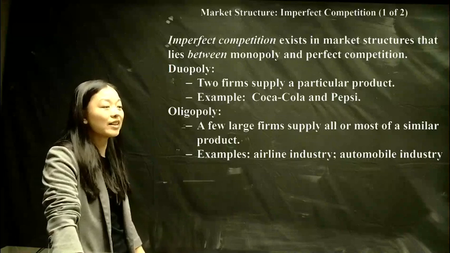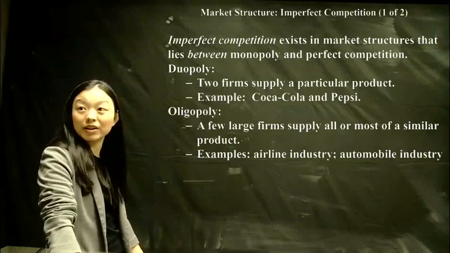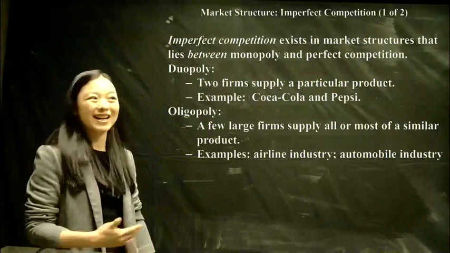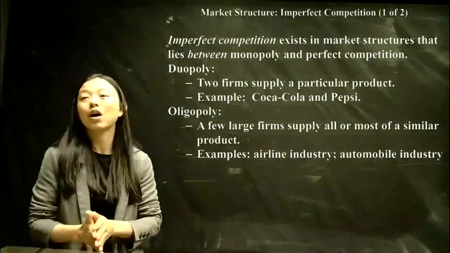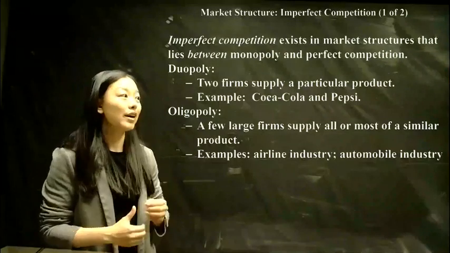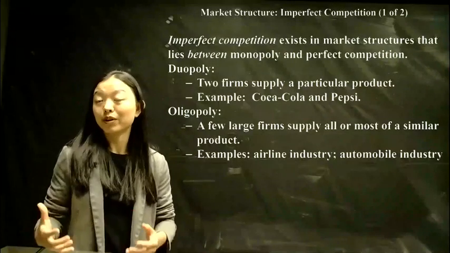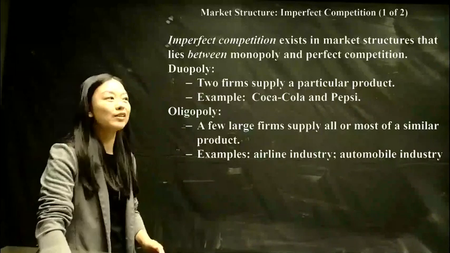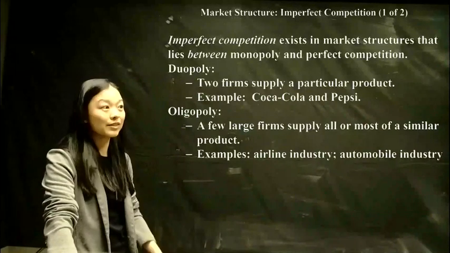And then we can also see another example from the automobile industry: Ford, Volkswagen, and then Tesla. Okay, so we can see those automobile firms offer very similar products, but not exactly the same, right? Those products are differentiated.